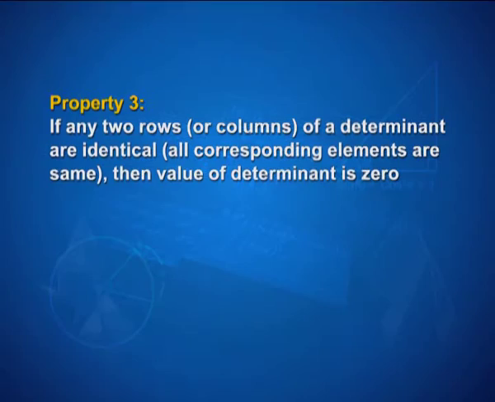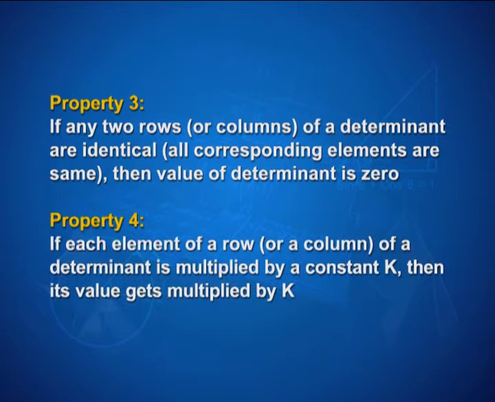Now, students, look at the third property. If any two rows or columns of a determinant are identical, that is, all corresponding elements are the same, then the value of the determinant is 0. Property 4 says, if each element of a row or a column of a determinant is multiplied by a constant k, then its value gets multiplied by k.